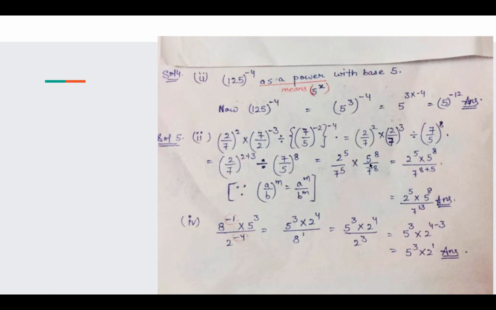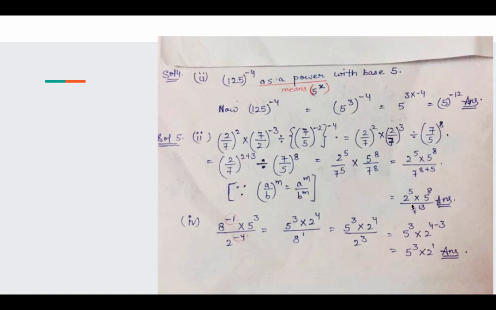5 by 7, 5 raised to power 8 upon 7 raised to power 8. Solve it out, students. What is left? 2 raised to power 5 into 5 raised to power 8 upon, again now multiplication, 7 raised to power 5 into 7 raised to power 8. Base is same, so the powers will be added. See, I have done 7 raised to power 8 plus 5. What do you get? 8 plus 5? 13. Perfect. So this is what the answer is.